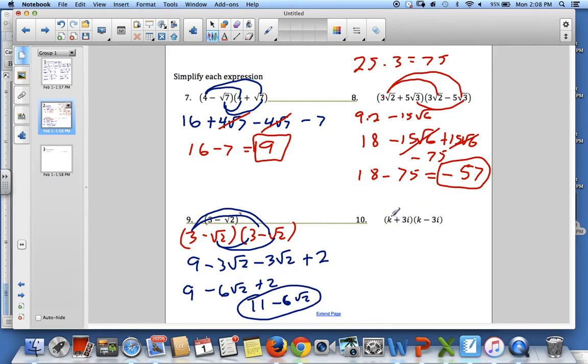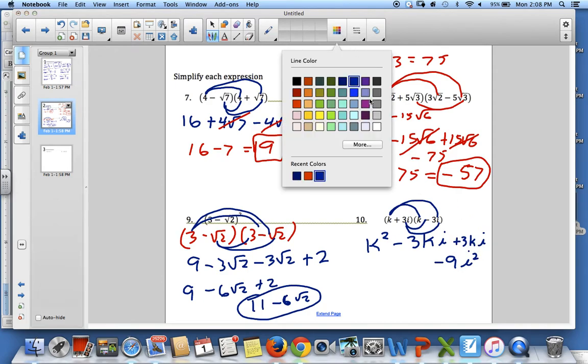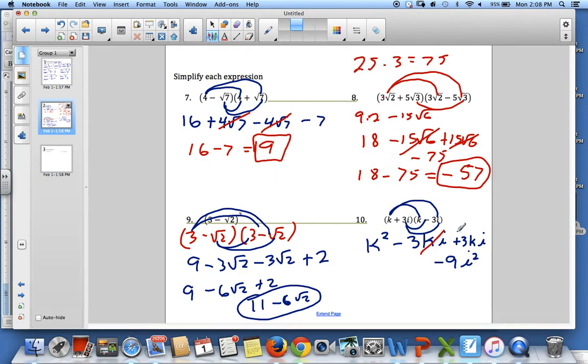This one here, we multiply k times k, that's k squared. K times negative 3i is negative 3ki. And these two combine to be plus 3ki. And then these last two become net minus 9i squared. Now, when we look at this, the two middle terms are going to cancel out. So negative 3ki plus 3ki cancels.